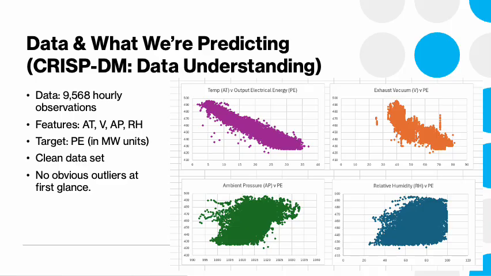The data set has approximately 9,500 hourly rows or observations. Possible features to include are atmospheric temperature, exhaust vacuum, ambient pressure, and relative humidity. The target we're predicting is hourly power output in units of megawatts. Based on an intuitive understanding of the data via scatterplot, I hypothesize a strong correlation between temperature and energy output. After reviewing the data, I determined no further data cleaning was required because there were no missing or invalid values in the dataset. Upon first glance, there are no obvious significant outliers present, but that is something that I might want to check again if time allows.